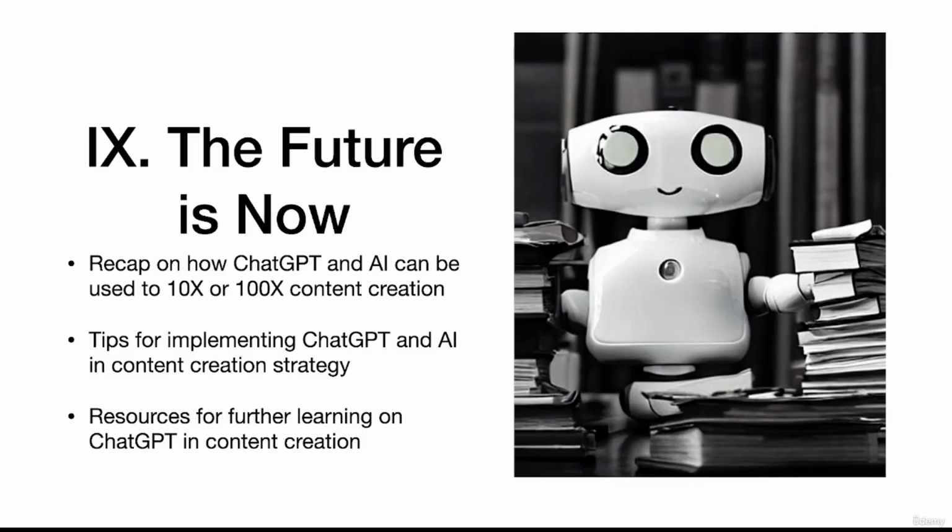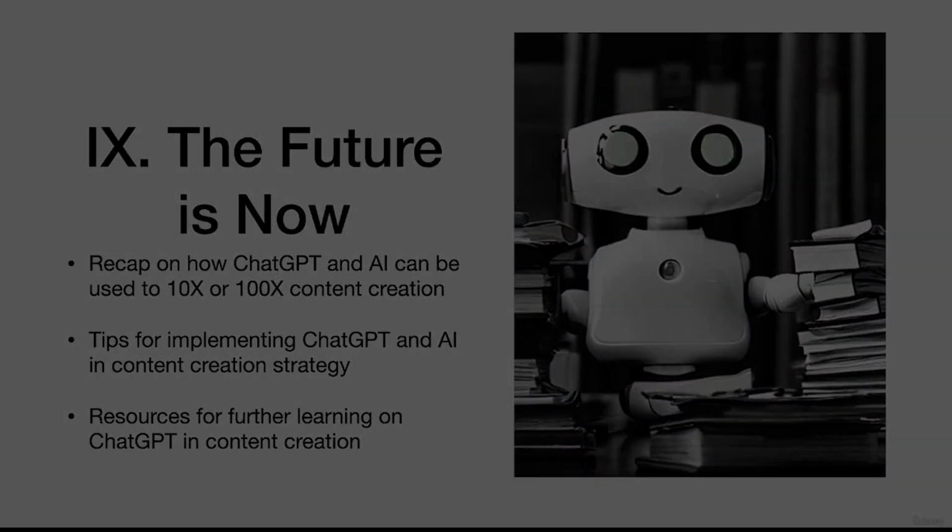To implement ChatGPT in your content creation strategy, here are a few tips to keep in mind. Experiment with different AI tools to find the ones that work best for you. Use AI to augment your skills rather than replace them. And be mindful of the limitations of AI and use it as a tool, not a replacement for your human creativity or judgment.